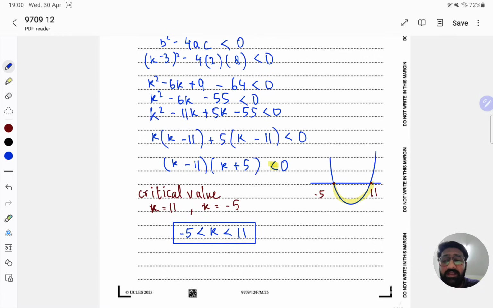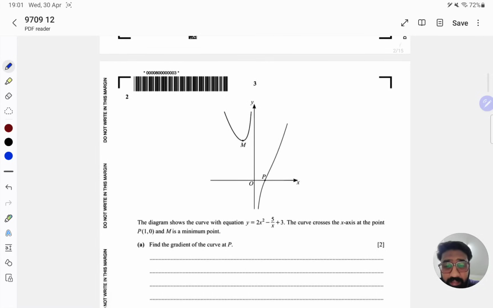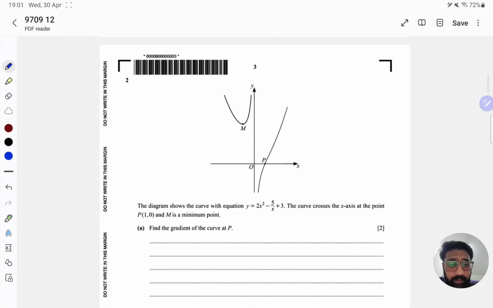Okay, let's move to the next question. Question number 2 says that the diagram shows the curve with equation y equals 2x square minus 5 over x plus 3.